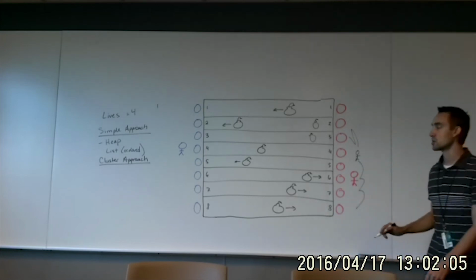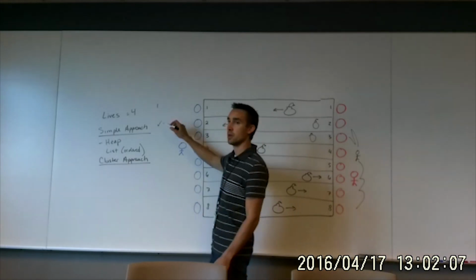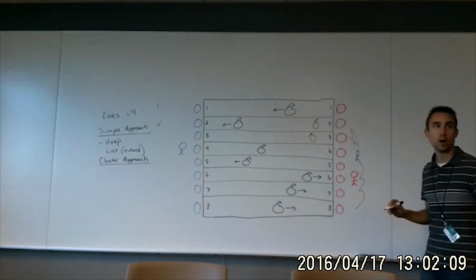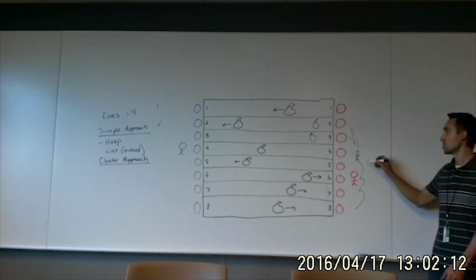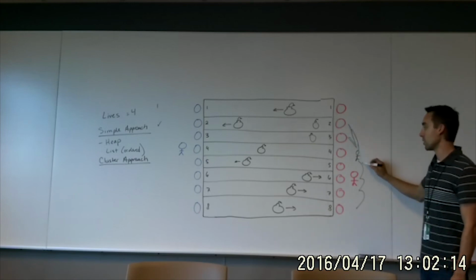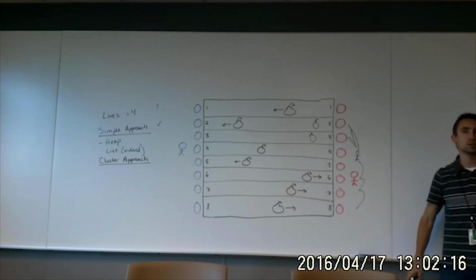Because if you focus on the simple approach, your simple approach is going to tell you to get the bomb that is closest to your side. So you're going to go up and you're going to hit 2, and you're going to hit 3, but 6, 7, and 8 are going to explode on your side.